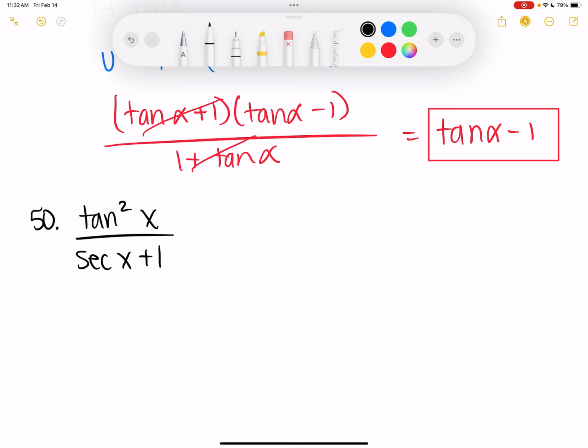So I could, but is that going to help me cancel anything? So is there something else I can rewrite? So that's true, but again, is that going to help me cancel something?